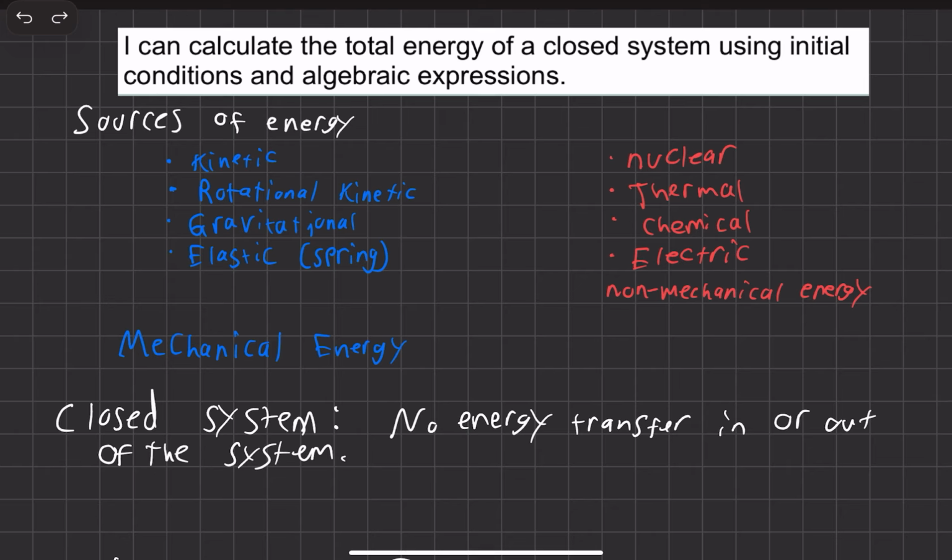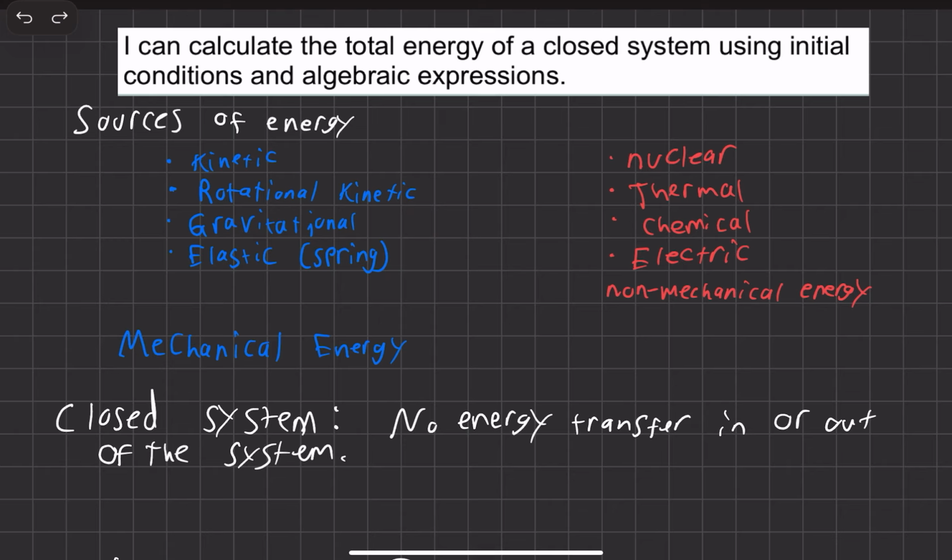all the different sources of energy, which we'll talk about next, in a system, and we also need to understand what closed means, we'll get there, using initial conditions and algebraic expressions. That's the idea of the learning objective. So first, let's talk about the sources of energy. We have kinetic, rotational kinetic, gravitational, elastic, also called spring energy, as well as other types.